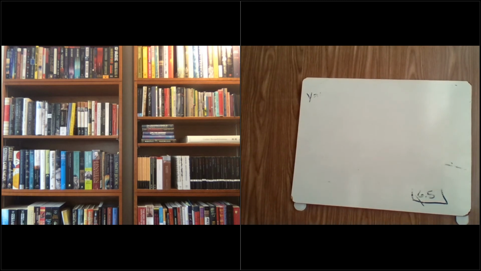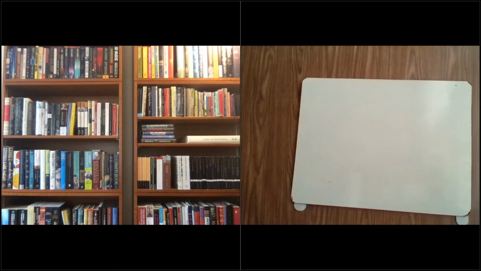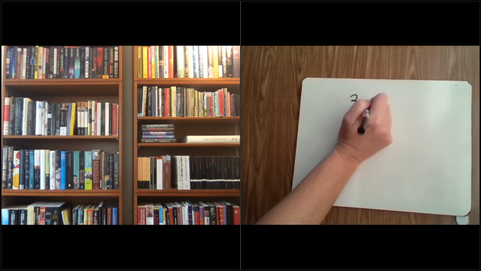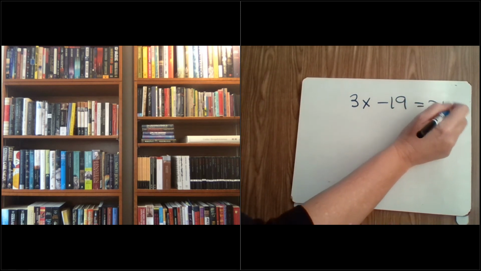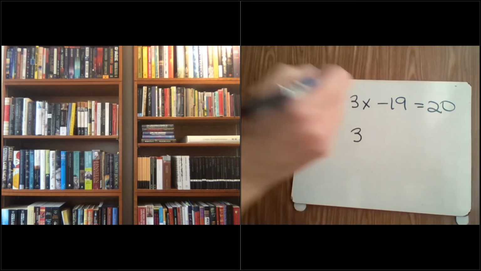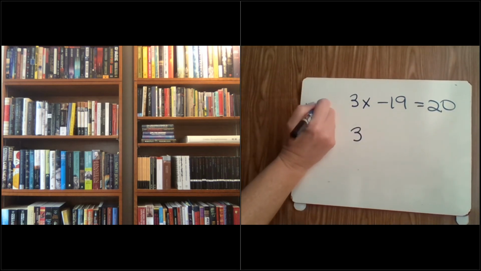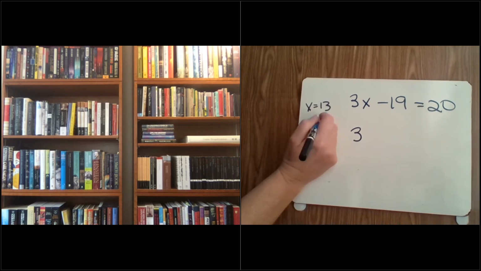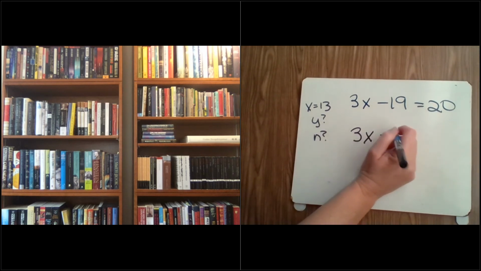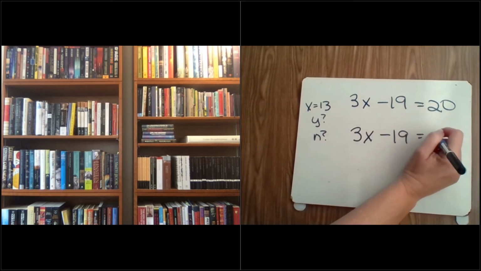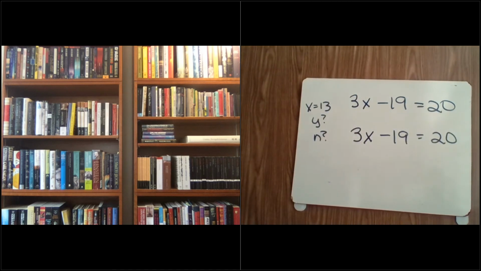And I'm going to do one more substitution problem. This again is from page 4 of the second packet. 3x minus 19 equals 20. And they are saying x equals 13. Yes or no? Okay, I like to rewrite so that I can always refer back to my original equation.